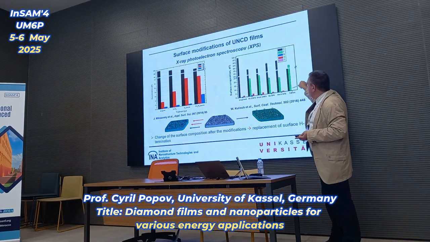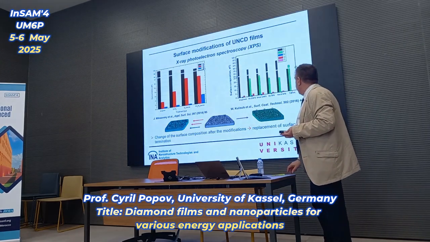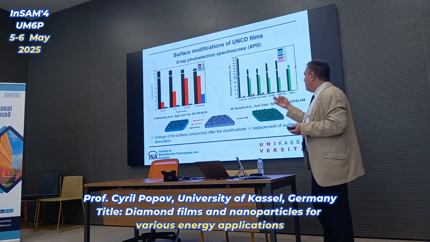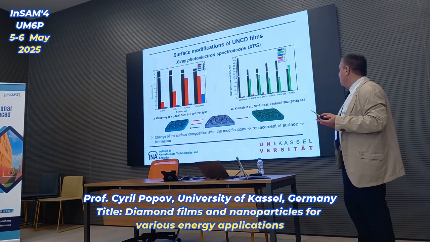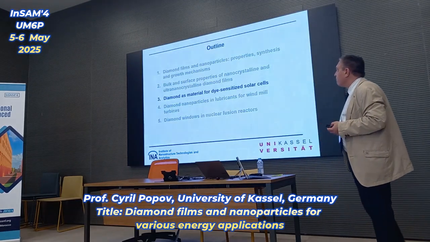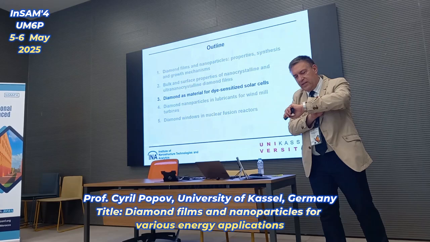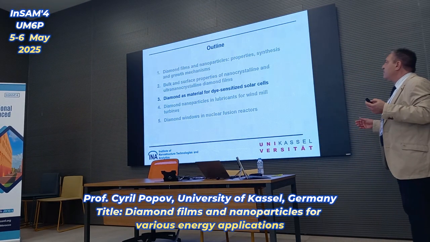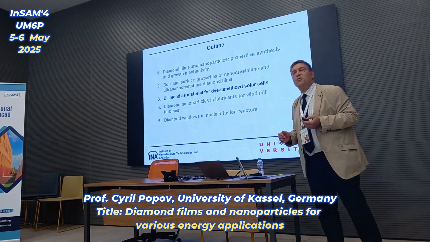Here the comparison is with Teflon, just as a reference for the characterization. So the change of the surface composition after modification is in fact the replacement of surface hydrogen termination. So let's start with the examples. The first example is diamond as material for dye-sensitized solar cells.